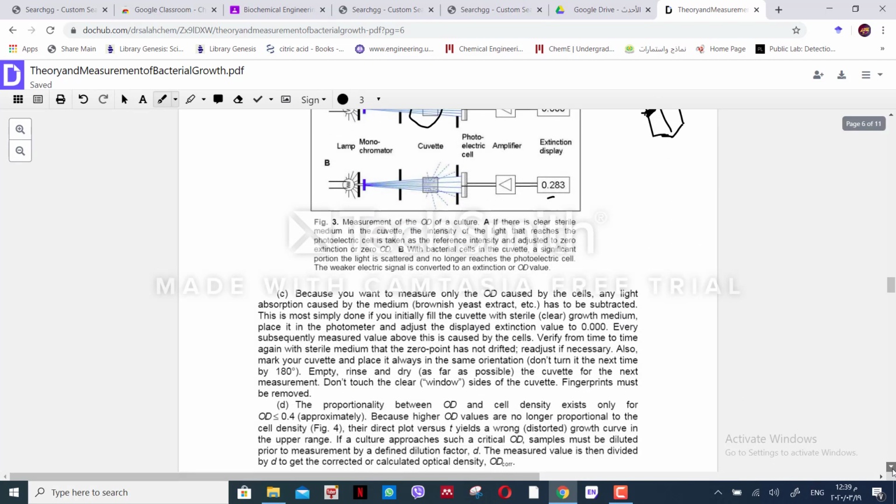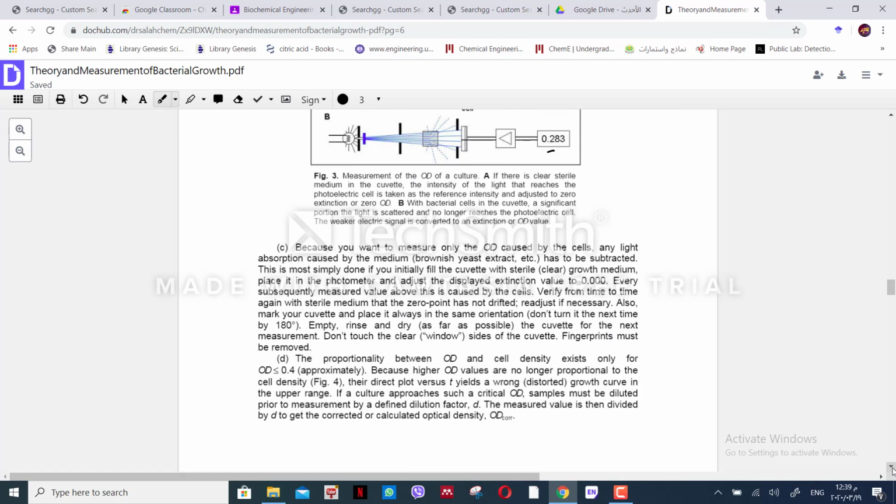So number C, because you want to measure only the optical density caused by the cells, any light absorption caused by the medium, brownish yeast extract, whatever nutrients, has to be subtracted. This is most simply done if you initially fill the cuvette with a sterile clear growth medium, place it in the photometer and adjust the displayed extinction value to 0. So here you subtract all absorption of light by the yeast extract or nutrients existing in the sample.